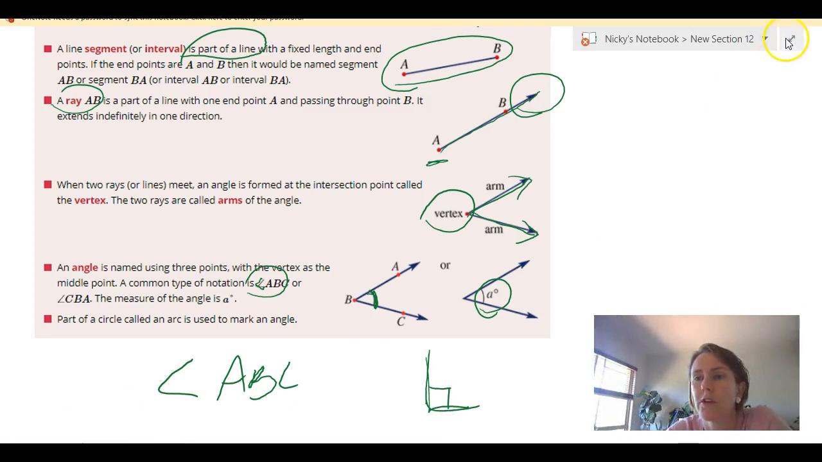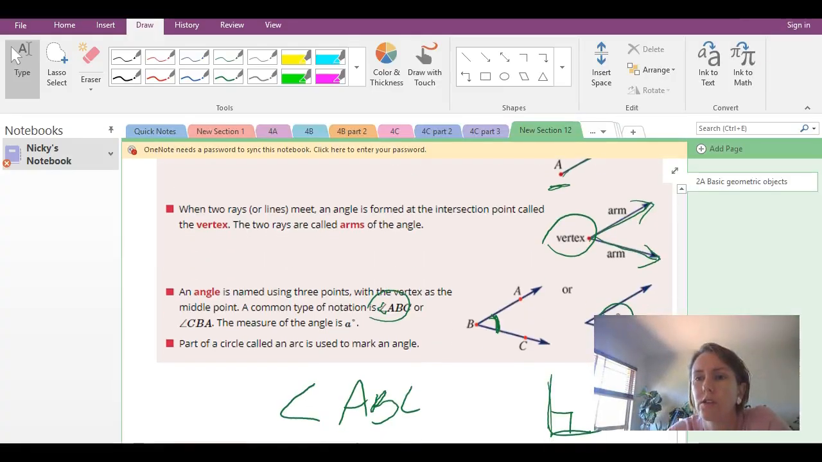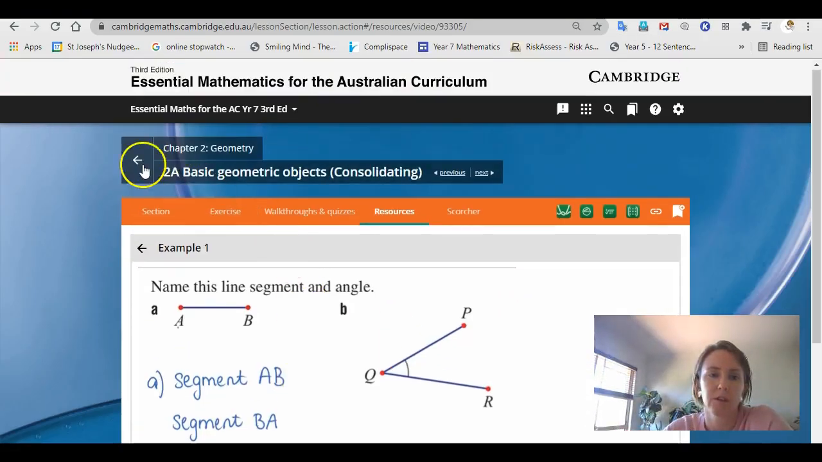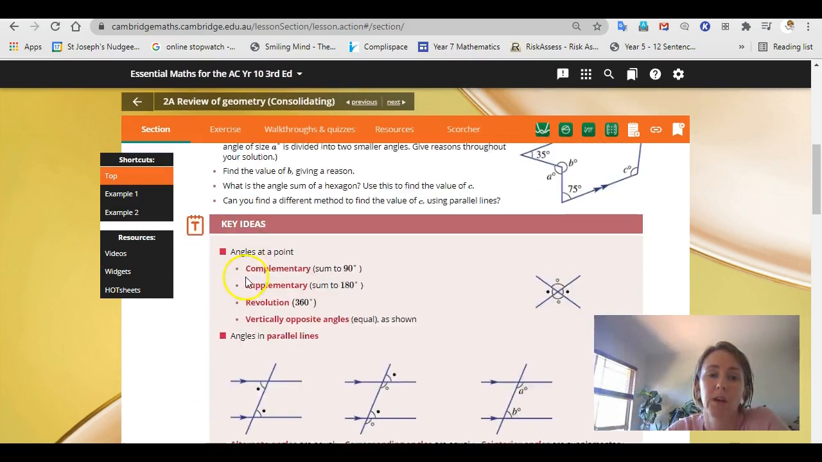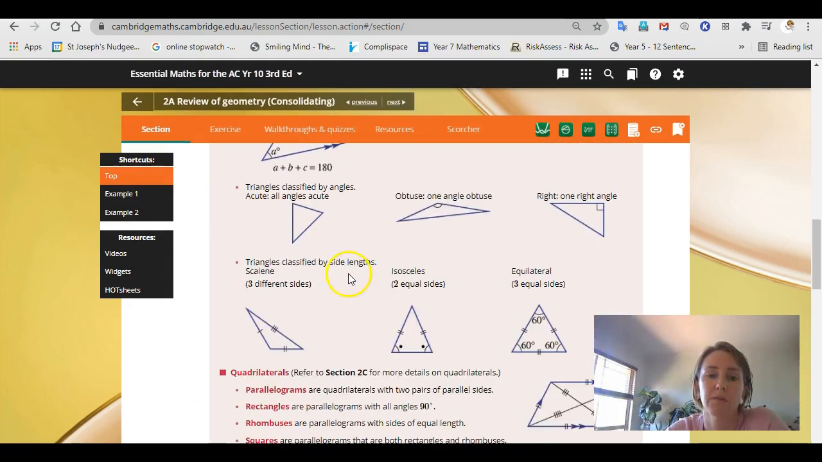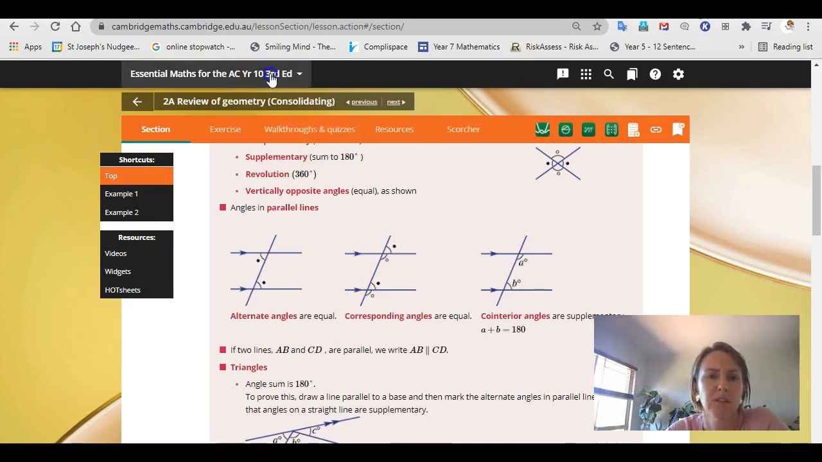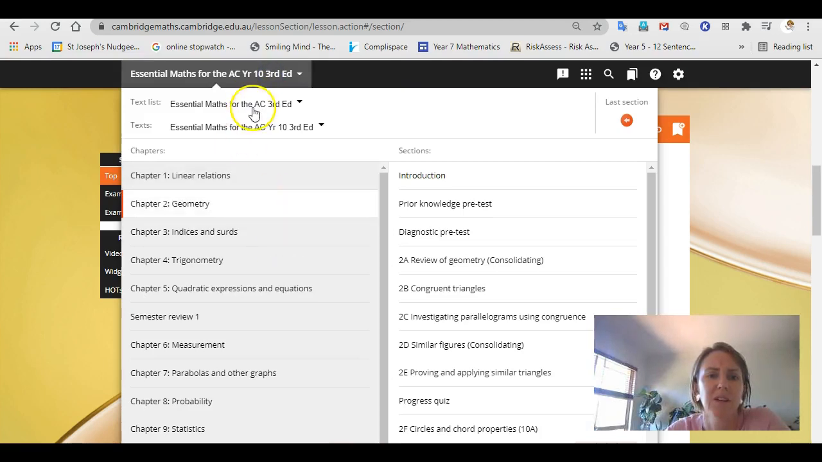Oh, before I go, one other thing I was going to show you. If you go again to 2A, and down the bottom of the section area, that's everything I went through just before. Oh no, it's not. This is grade 10. I don't know why it does that. Guys are not quite ready for grade 10 yet.